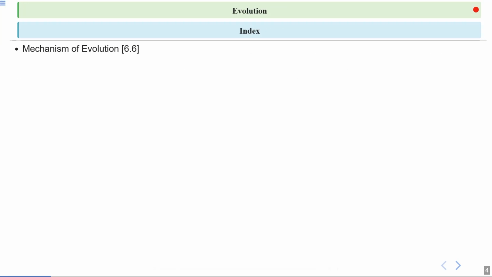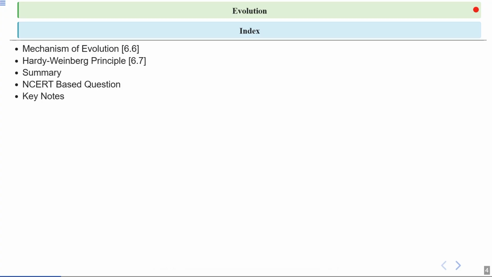So today we'll be talking about the mechanism of evolution, which is NCERT section 6.6. Then we'll talk about the Hardy-Weinberg principle, which is NCERT section 6.7. Then we'll summarize this entire session. We'll also discuss some NCERT-based questions related to these topics, and then we'll discuss some keynotes in which there will be some interesting information as well. These keynotes will help you memorize these topics as well. In the end, there will be some interesting questions that will enhance your critical thinking ability.